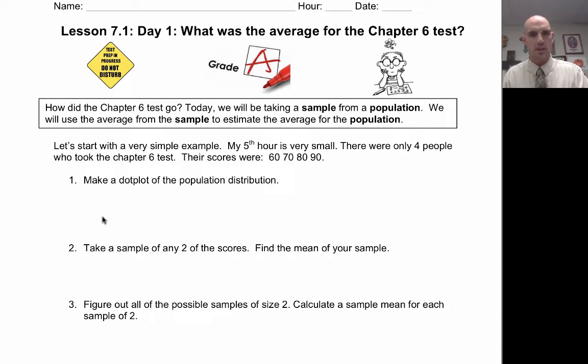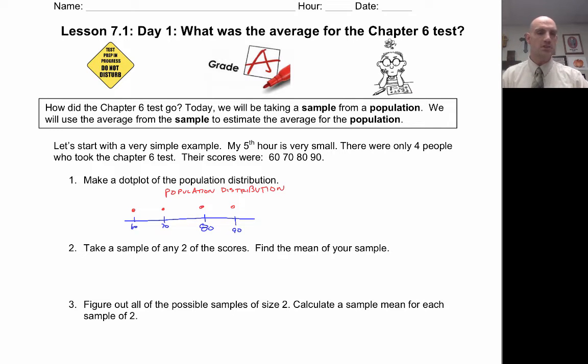So let's just say for a second, we want to make a dot plot. I'm going to draw my line here. Got to grab my pen tool. There we go. And let's make a dot plot here. I've got to label my dot plot: 60, 70, 80, 90. And I'm going to put my dots on here. I've got one at 60, one at 70, one at 80, and one at 90. All right, so we're going to label it population distribution, right? Because this is all the scores. This is the population distribution for this class.